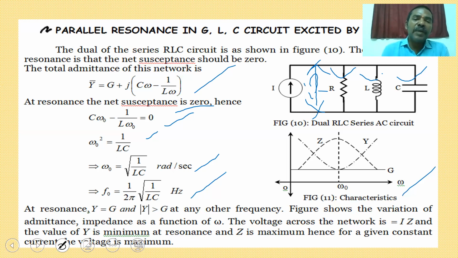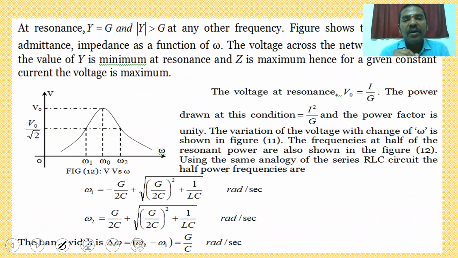Similarly, in the RLC series circuit, we took current as the selector, because current is common. In parallel circuits, voltage is common. So we have to go for the half power frequencies with respect to voltage versus frequency. At what value do you have to take? At half of the power value. What is the half of the power value? That is 0.707 V naught. So W1 is the lower half power frequency, W2 is the upper half power frequency.